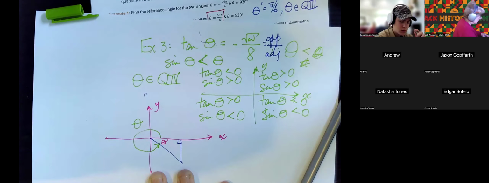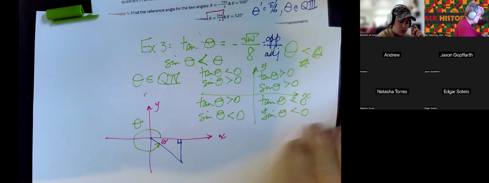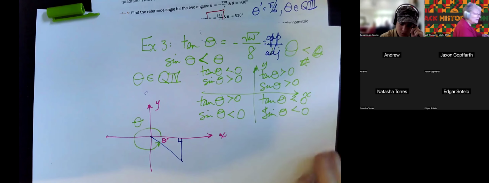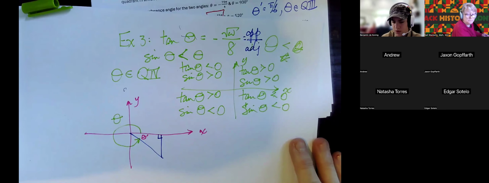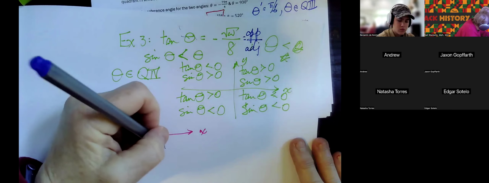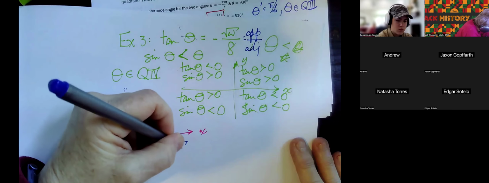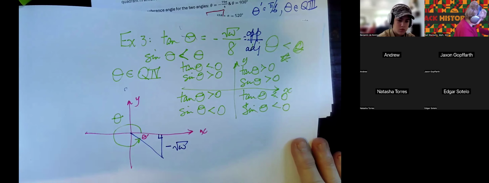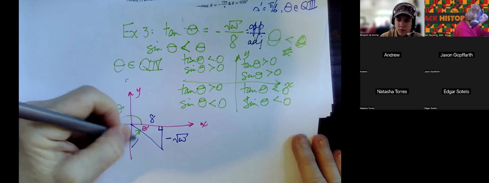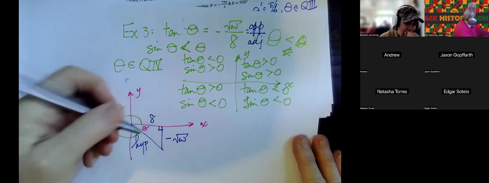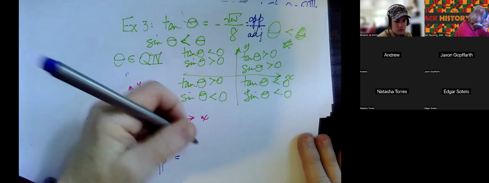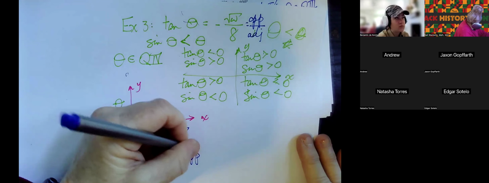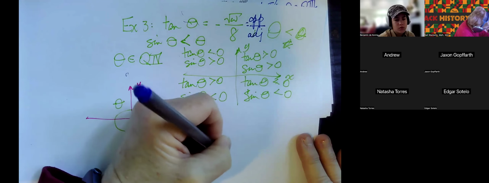Good. So opposite is going to be, which one is negative if we're in quadrant 4? Opposite or adjacent? The opposite. So we've got negative square root of w, and the adjacent will be 8. Now we just need to find the hypotenuse. I know that the hypotenuse squared is going to be the opposite squared plus the adjacent squared.